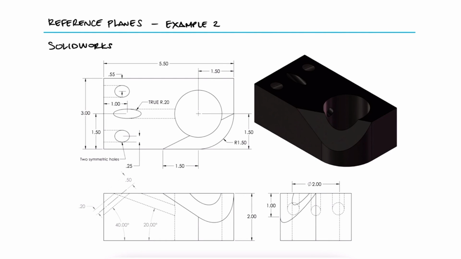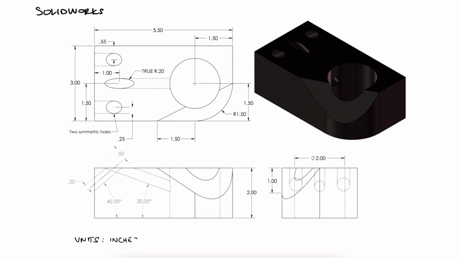Use the part drawing images shown to build this part in SolidWorks. Unit system inches, decimal places 2, part origin arbitrary, and material nickel. This is the second example for the how to use reference geometries main video.